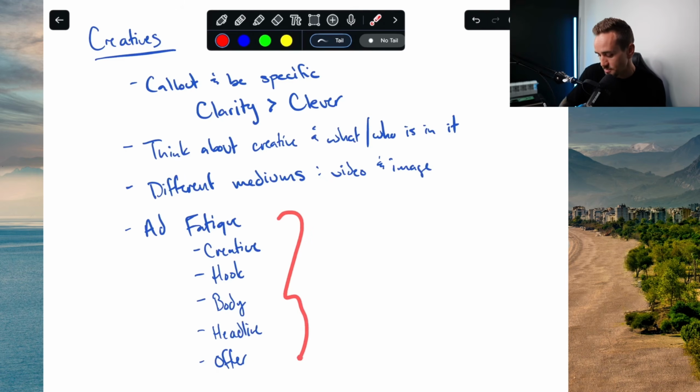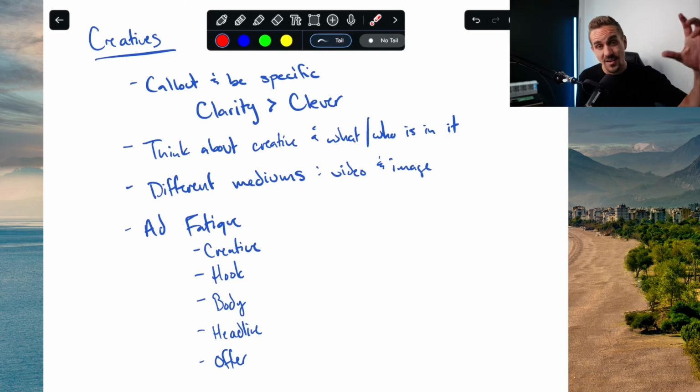And then finally, when it comes to ad fatigue, it is worth mentioning the thing that we will test the most, because the thing that burns out the fastest is your actual creative. So we can keep the ad copy, the body, the headline, all the things the same, and we just test a bunch of creatives.